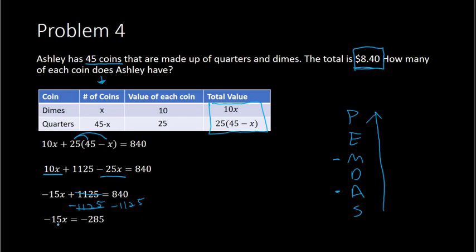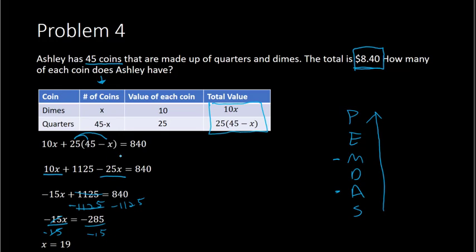And then I can get rid of this negative 15 by doing the opposite of multiplying, which is dividing. So divide both sides by negative 15. That gives me a positive x on the left, and then a positive 19 on the right. So x would equal 19.